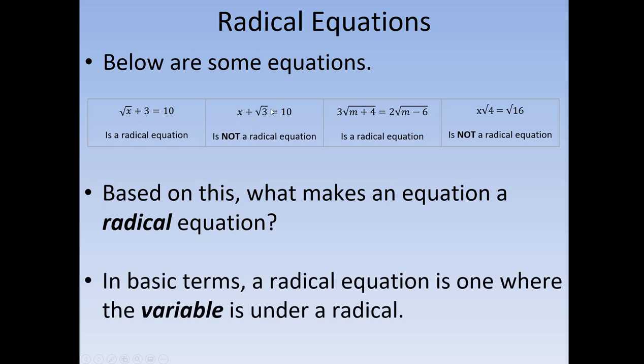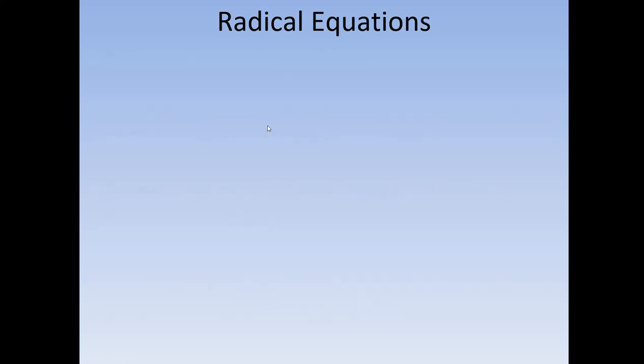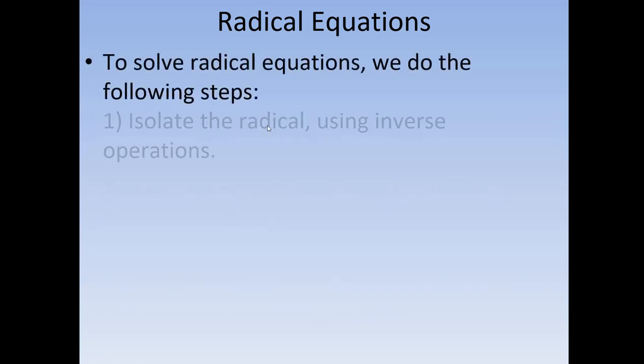See, over here for the second one and the fourth one, the radical is actually on the number while the variable is outside of it. That's the main idea. Now, when we have a radical equation like this, where a variable is underneath the radical, there's a few steps that we have to take.